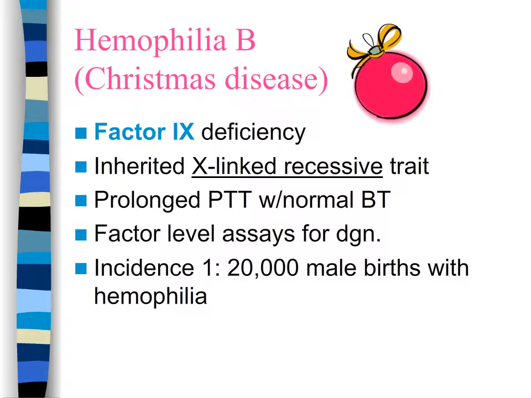Hemophilia B, also known as Christmas disease, named after the first person identified with this disease, is a deficiency of factor IX. It is an X-linked recessive trait, and it is pretty much indistinguishable from hemophilia A, with a prolonged PTT and normal bleeding times. That's different from von Willebrand's disease, which has a prolonged bleeding time with normal platelets. As you can see, hemophilia B is relatively rare.